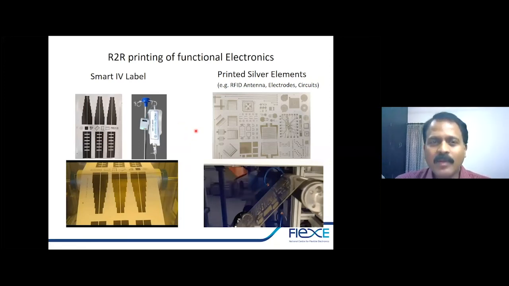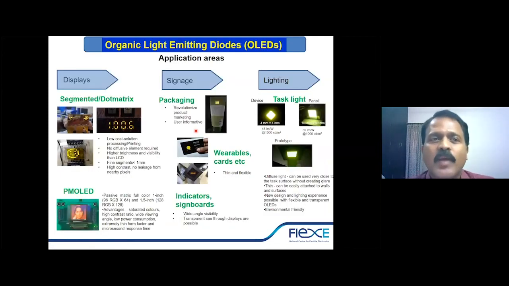Okay, so now after having talked about printing, let me give a snapshot of what is happening in the field of organic light emitting diodes. Again, work is going on in the area of display, for signages and also for lighting. This shows the different prototypes and demonstrators which have been built for segmented dot matrix, for passive matrix OLED, which have been done much earlier, for packaging, and for interactive packaging. And you can have this with wearable cards and indicators and signboards, and again for lighting for different applications and so on.